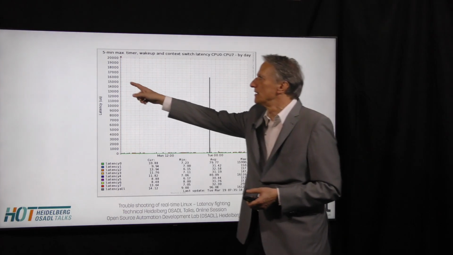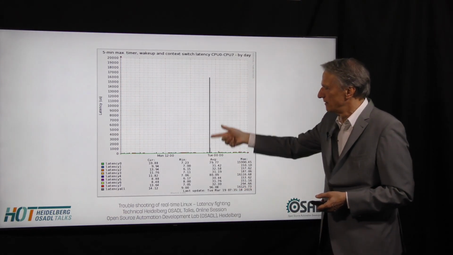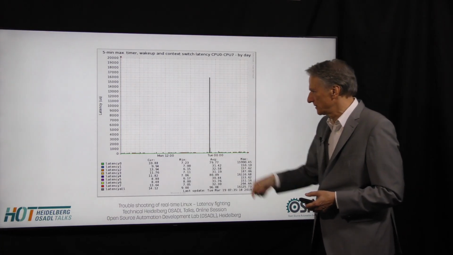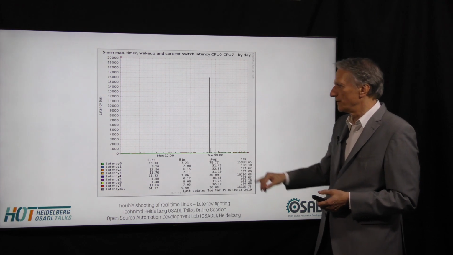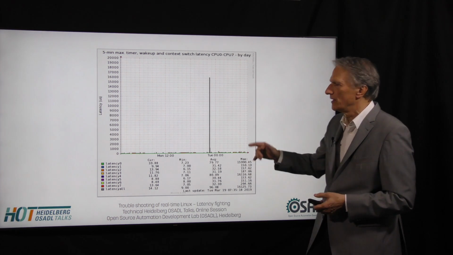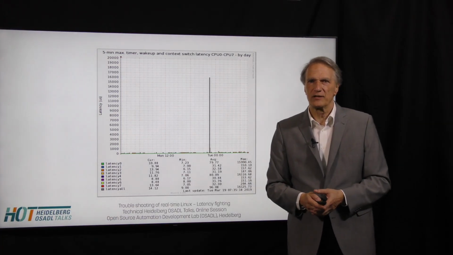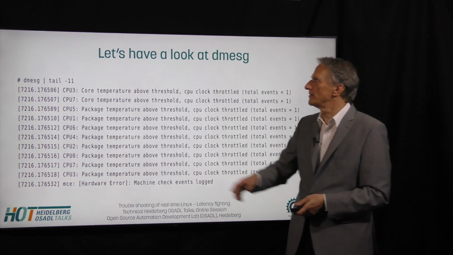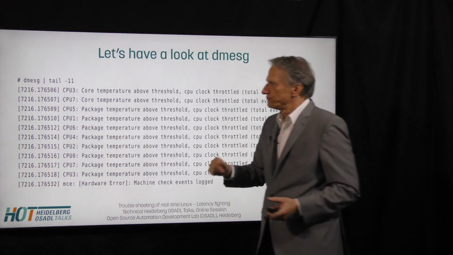So you see here this 16 millisecond outlier at exactly the same time. So this helps a lot, and you see here the 2 cores that have been affected, exactly the same cores as the ones that we have seen in the culprit victim table. So let's go ahead and have a look at the dmesg output. We see 2 things.